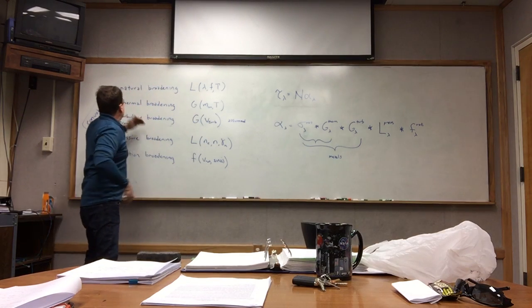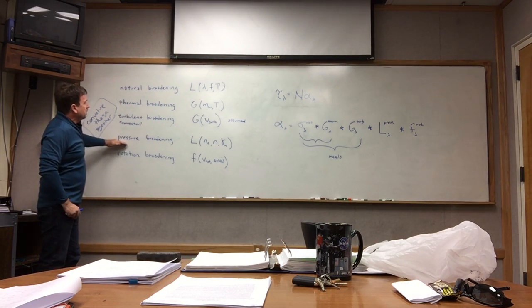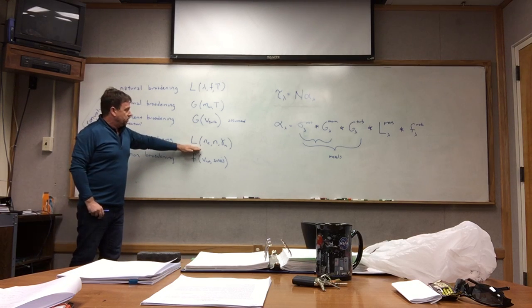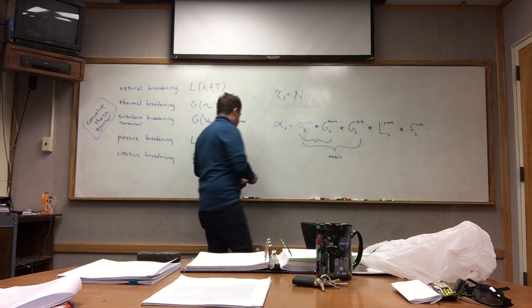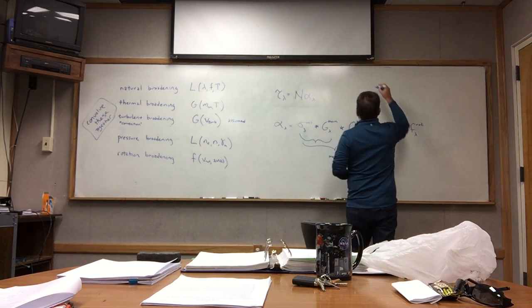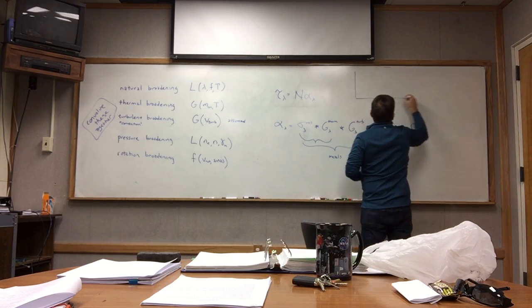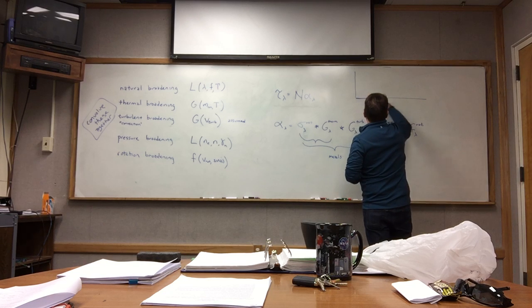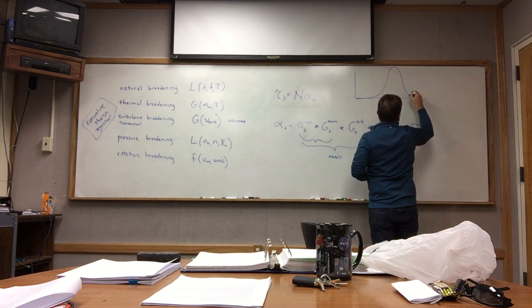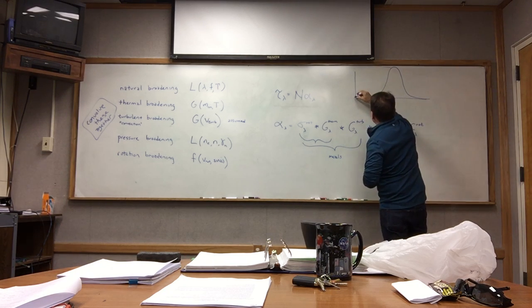Okay? Pressure broadening is Lorentzian. If you remember right, a Gaussian looks something like this, and a Lorentzian looks something like this.